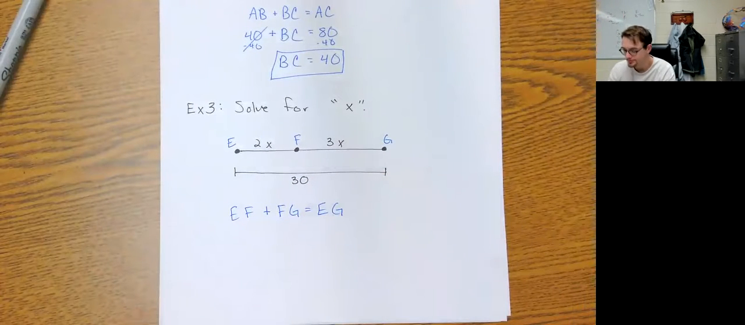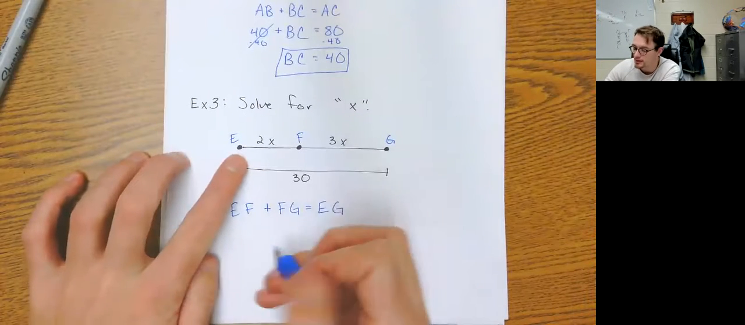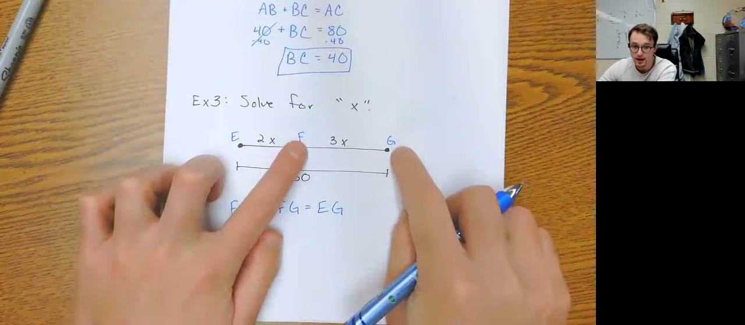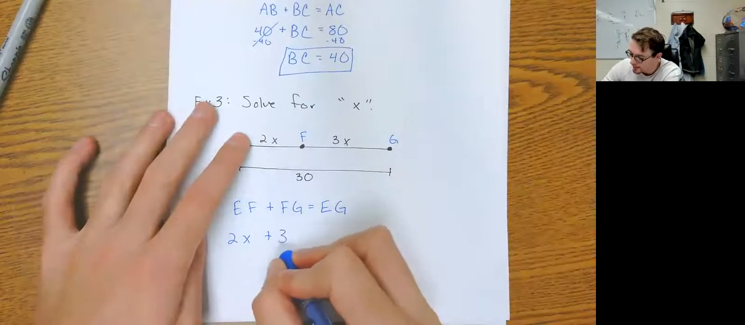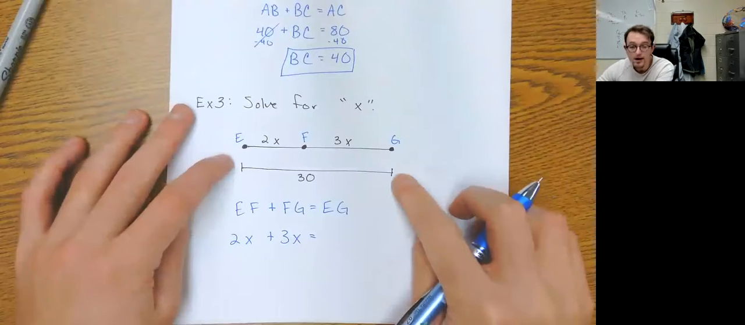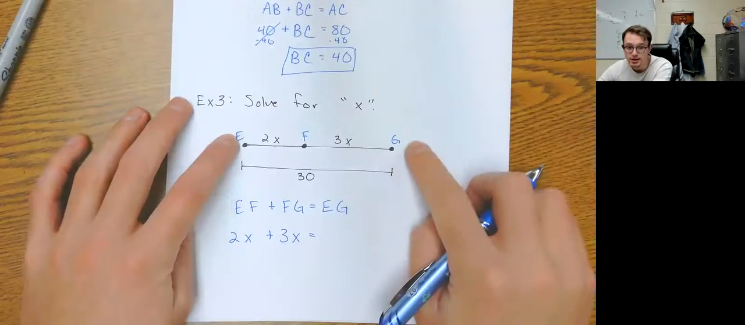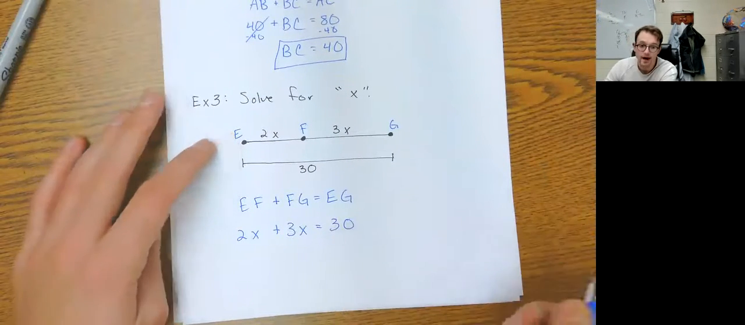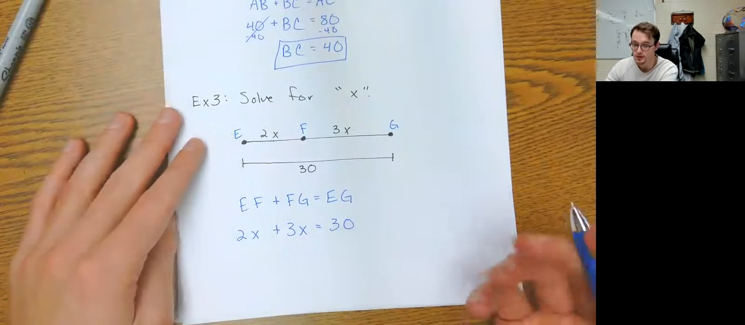All right. Now all you do is substitute in what you know. I know what EF is. EF is 2X. Plus, I know what FG is. FG is 3X. And I know what EG is. It's 30. So now you have an equation and we can solve for X.